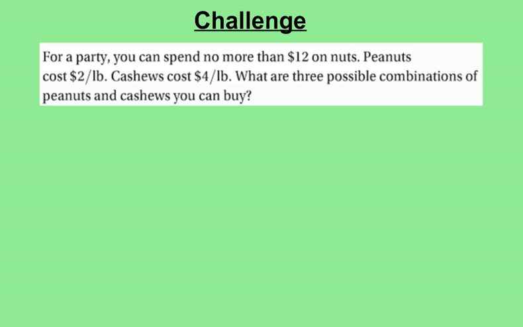And the final problem I will leave you with is this. So it's for a party. You can spend no more than $12 on nuts. So whatever you spend can be no more than $12. It means it has to be less than $12 or it could be equal to $12. Okay? Peanuts cost $2 per pound. So let's say 2p.